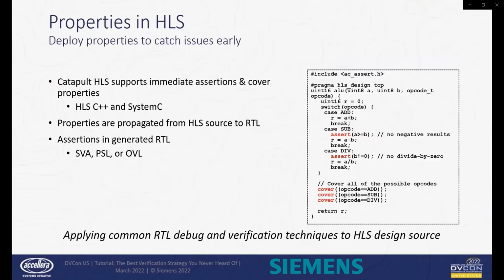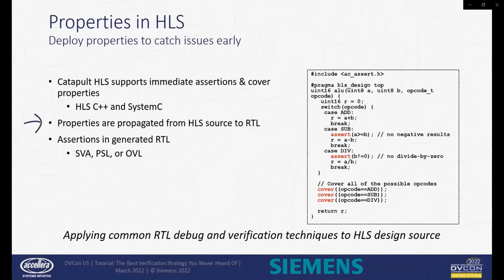We now move on to dynamic verification with a look at deploying assertions and cover properties within the HLS design source itself. This is typically done by the designer, just as they might do with handwritten RTL. For example, if the designer wants to ensure that a particular illegal condition never occurs, or if there's a specific mode of operation that they want to ensure was hit during simulation, immediate asserts and cover statements can be utilized.